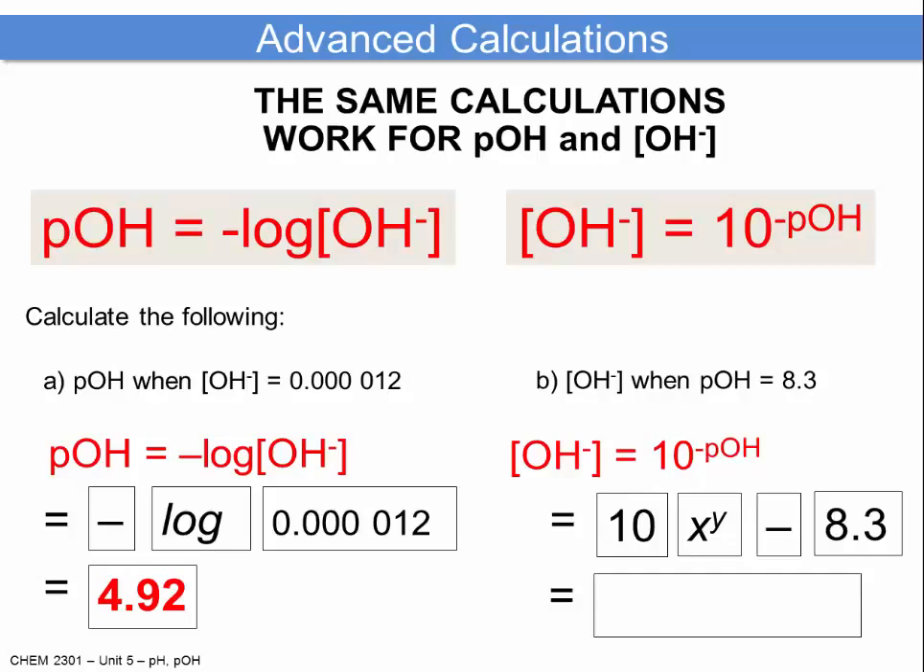Calculate the hydroxide concentration when the pOH is 8.3. We plug that into our calculator: 10, use the x to the y, or again the upside down v, to the negative 8.3. And we get 5 times 10 to the negative 9 molar. In the pOH, 8.3, we only have one significant digit for the 0.3. And so in the molarity, we have 5, which represents one significant digit.